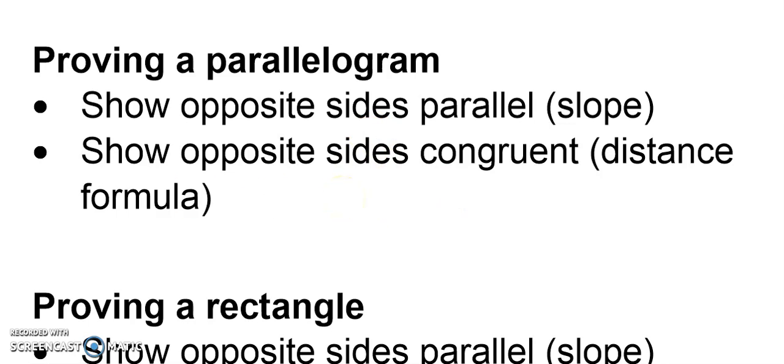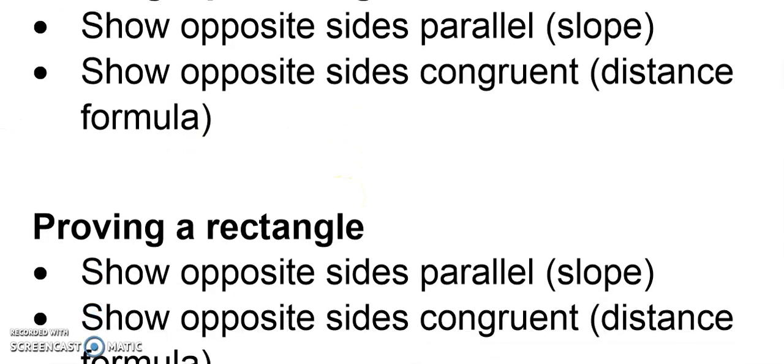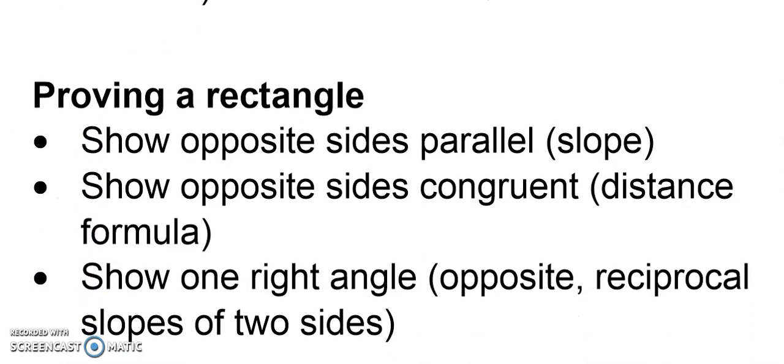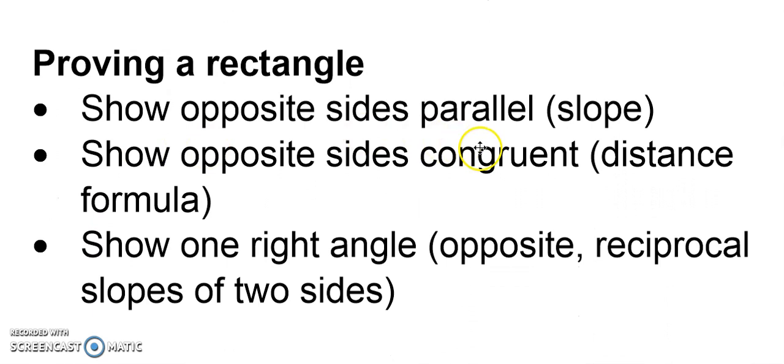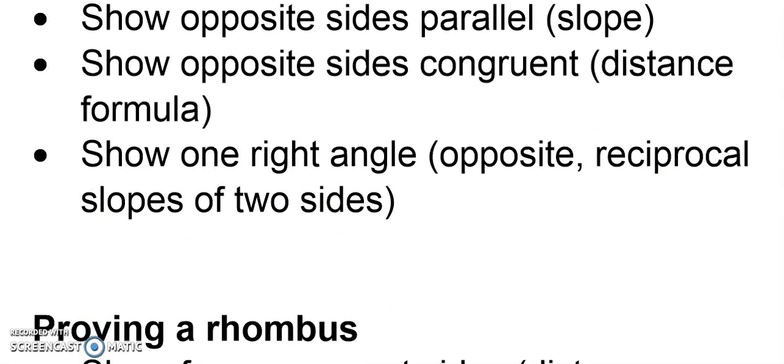So to prove we have a rectangle, we're going to need to show that opposite sides are parallel. That's with slope. We're going to need to show that opposite sides are congruent. That's with the distance formula. And we'll also need to show that we have one right angle. And so if we have a right angle, that's because two sides are perpendicular, and so we're going to show that they have opposite reciprocal slopes. I'm going to go over an example where we use this.